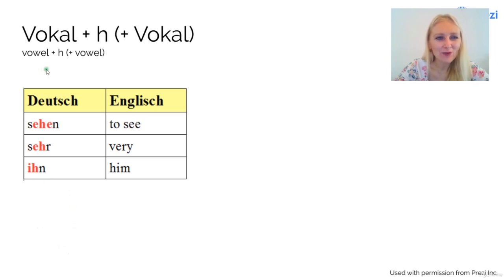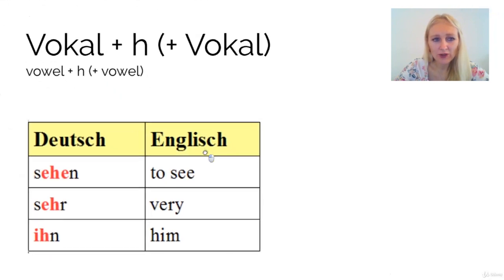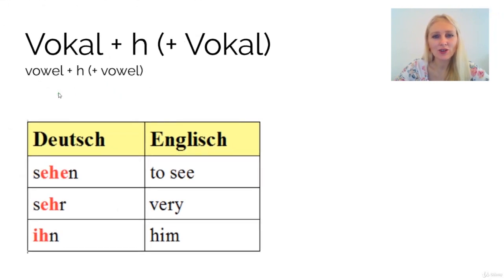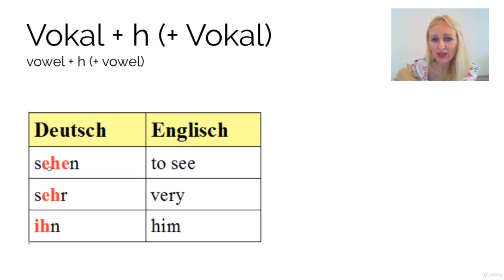Here we have Vokal plus H plus Vokal. So this is what I've just mentioned earlier. Whenever you have a vowel and then comes an H, and also a vowel right after that, the only function of this H is to stretch the vowel. So here, sehen. We don't say sechen or so. We don't pronounce the H at all. It just has the function to stretch the E. Sehen, sehen. Don't pronounce the H, please.